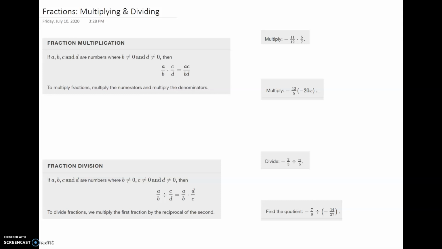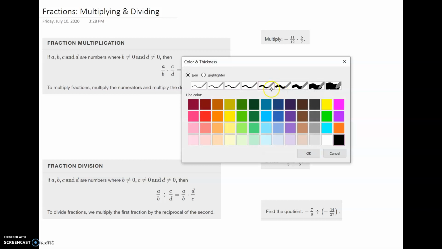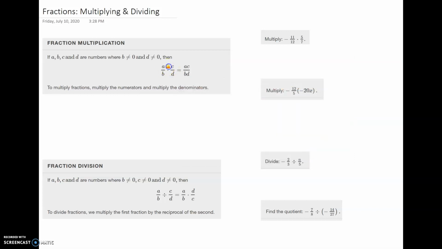Whenever we are multiplying two fractions together, all you are doing is multiplying the top with the top and the bottom with the bottom. So I just really like to draw in just that. I like to say top with top, bottom with bottom. That's what I'm going to do. So top with top, bottom with bottom.